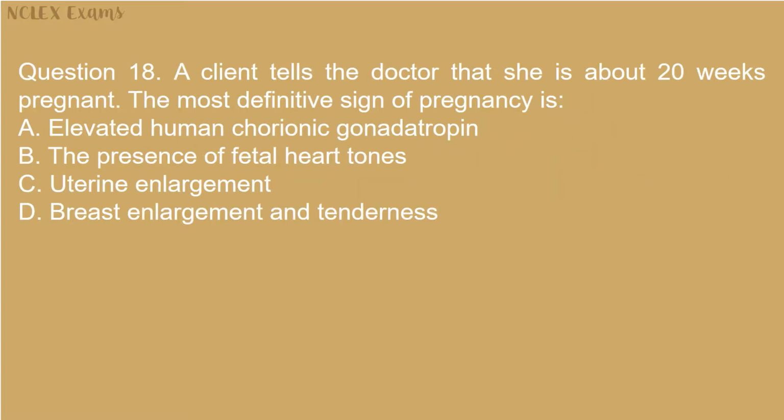Question 18. A client tells the doctor that she is about 20 weeks pregnant. The most definitive sign of pregnancy is A. Elevated human chorionic gonadotropin. B. The presence of fetal heart tones. C. Uterine enlargement. D. Breast enlargement and tenderness.